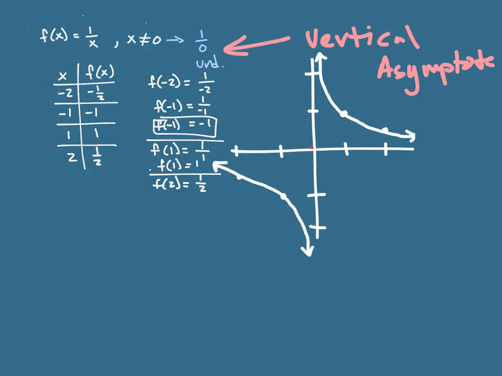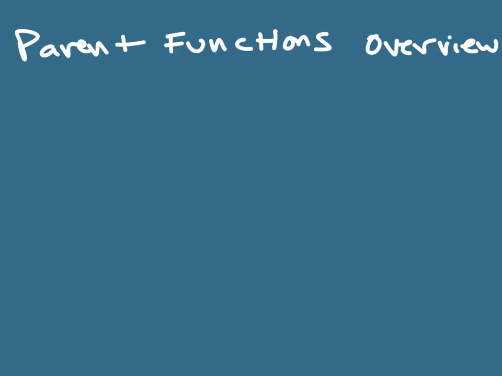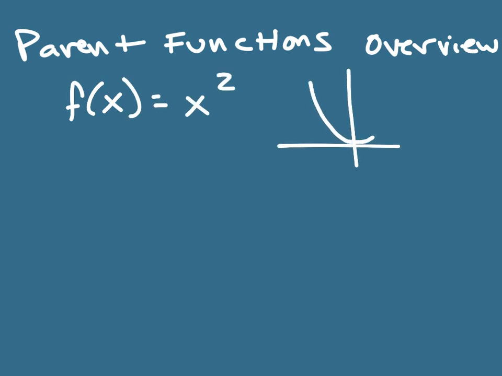All right, so let's recap on all of these and talk about what the expectations are for you when we talk about parent functions. So, parent functions overview. I want to talk about the ones we just talked about. So f of x is equal to x squared is a parabola like so, where you have a y-intercept of 0, just your standard parabola.